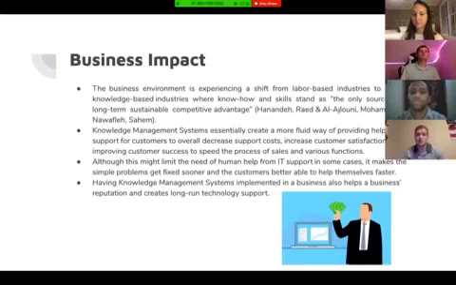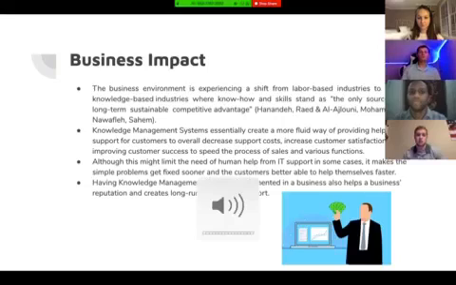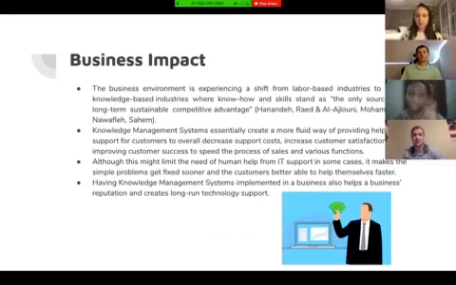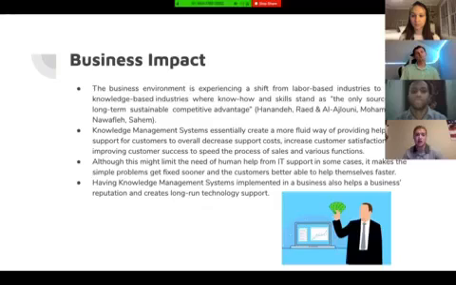So what is the true business impact of knowledge management systems? Well, one quote that I really found that's important is the business environment is experiencing a shift from labor-based industries to more knowledge-based industries where know-how and skills are the only true long-term sustainable competitive advantages in a business environment. So what does this really mean? Well, KMS essentially creates a more fluid way of providing support for customers and even employees inside the business to decrease support costs, increase customer satisfaction, and improve customer and employee success over time.